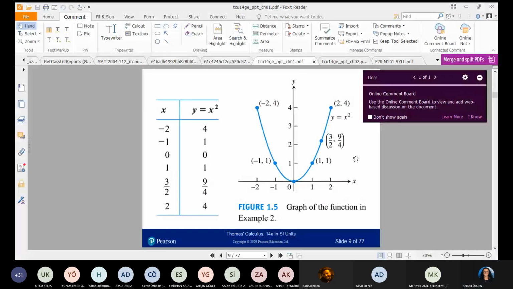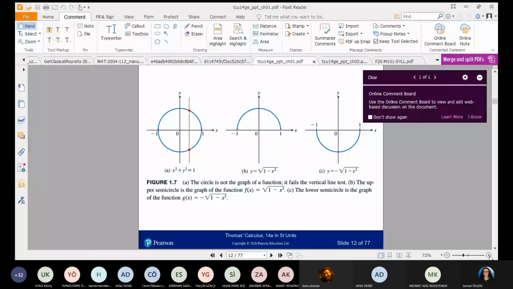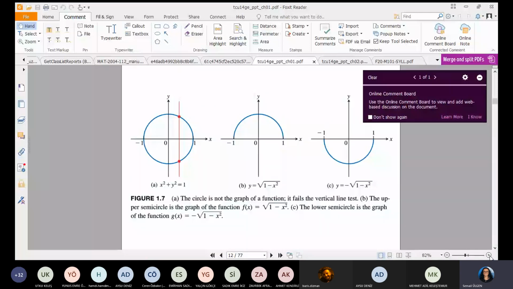Let's see. This is another example. I'm going to skip that. So this is an important example. So we talk about the circle and semicircle here. The circle has this equation you remember from high school, x squared plus y squared is equal to 1. This is the unit circle. We call it the unit circle. Let's make it bigger. Okay, so this is the unit circle.